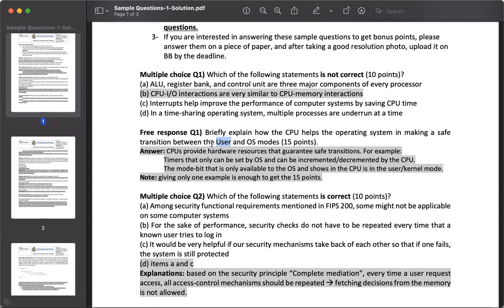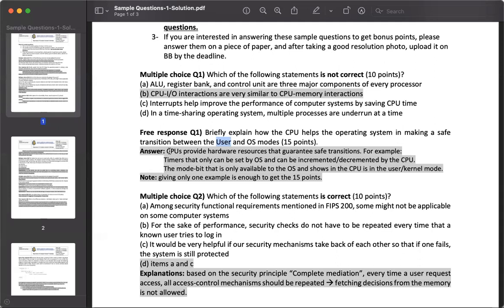But I also mentioned that if there is no support from the CPU or hardware side, transition between these two modes might be a source of vulnerabilities and might be used by attackers to attack our systems. I also mentioned that in modern CPUs there are physical or hardware facilities or tools that help make this transition more secure. So the question asks about those hardware supports. Give me at least one example of that hardware support.